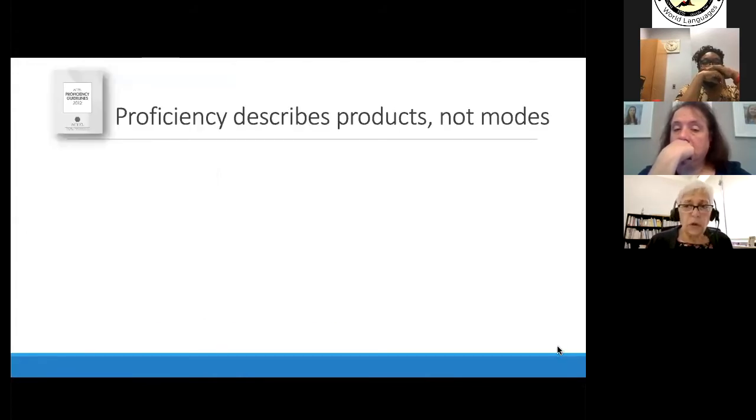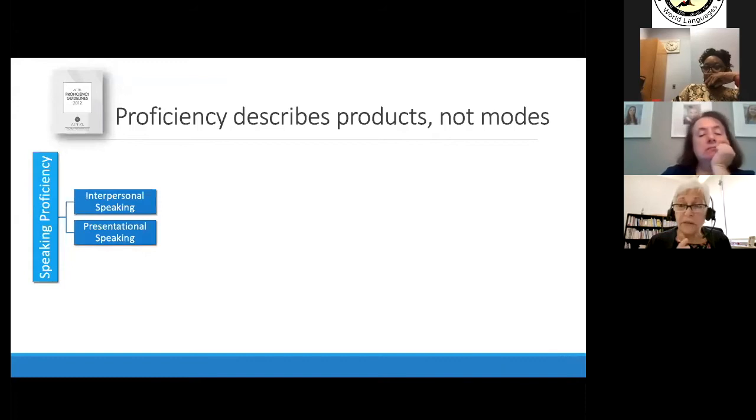So those of you who attended our first workshop on the standards, Standard 1, may recall that we referred to the shift from language skills to language modes. However, one of the things about the ACTFL Proficiency Guidelines is that they describe language proficiency by skills. And you may be wondering, what is going on? We thought we were moving from skills to modes. But the proficiency guidelines describe products, not modes.